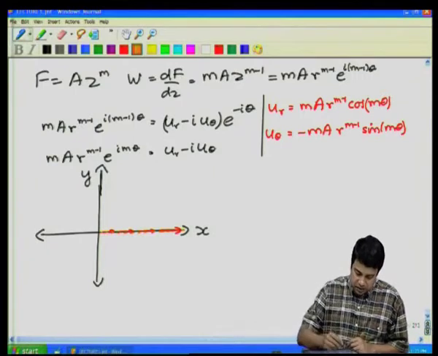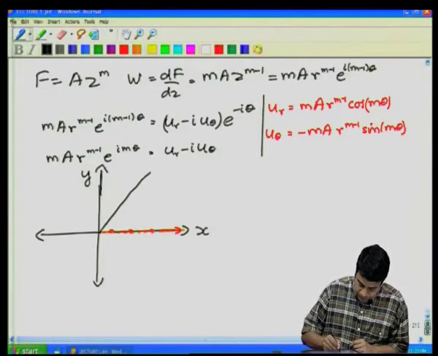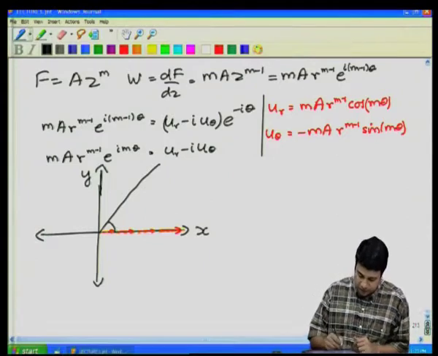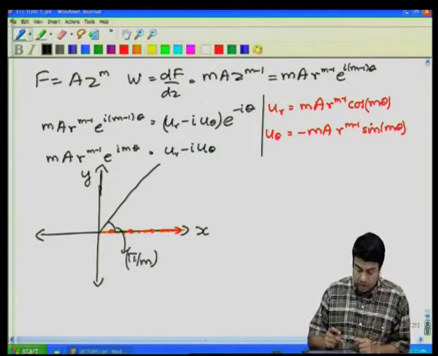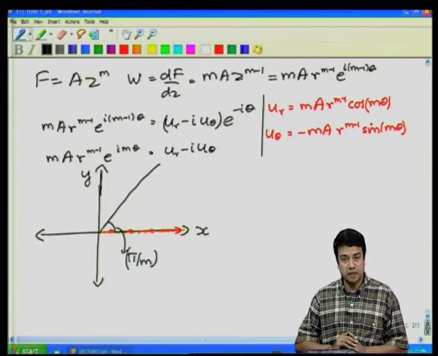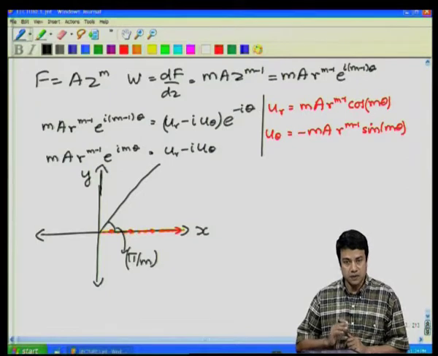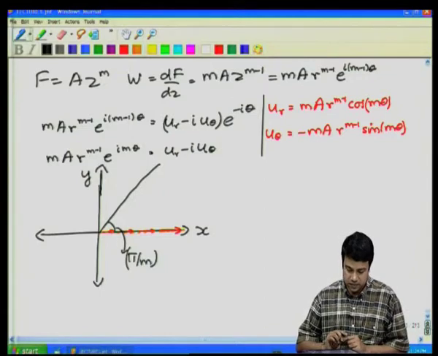Now, that is going to happen along an axis whose angle subtended is equal to pi by m. Because if this angle is equal to pi by m, that means that cos of m theta is cos pi, which is minus 1, and sin of m theta is sin pi, which is 0. So, for an angle of pi by m, the velocity is u r equal to minus m a r power m minus 1, and u theta equal to 0.